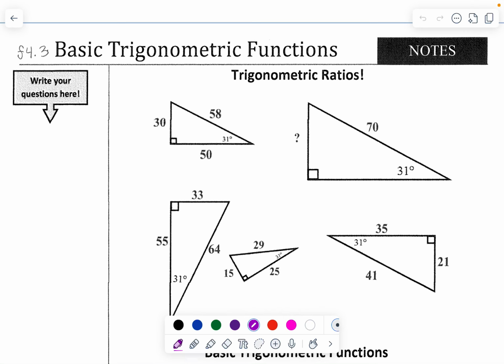Hey everybody, let's go over section 4.3. We're talking about basic trigonometric functions. You've probably seen this before.